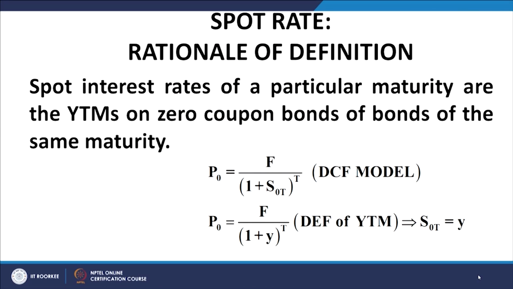Of course, if S 0 t is the investor's estimate, you arrive at the intrinsic value on the left hand side. But let us assume this is the current market interest rate relating to a maturity of capital T years, then what we arrive at on the left hand side is the current market price. And as far as the definition of YTM is concerned, YTM is that discount rate y at which the future cash flows, there is only one cash flow in this case, which is the maturity cash flow, which is the face value, F, discounted, is equated to the current market price.